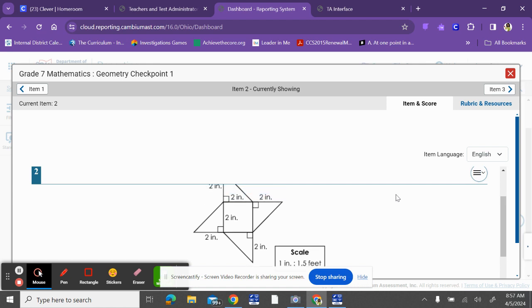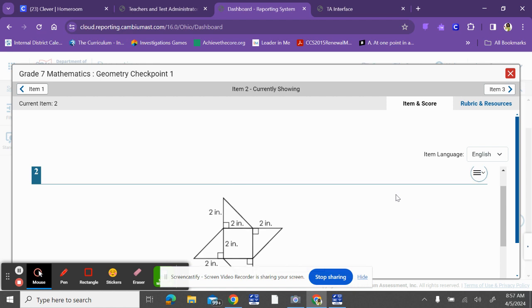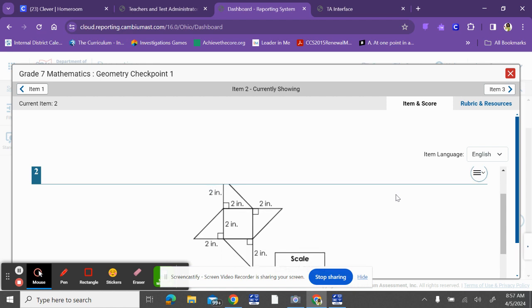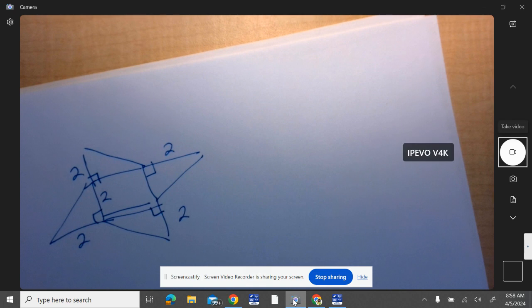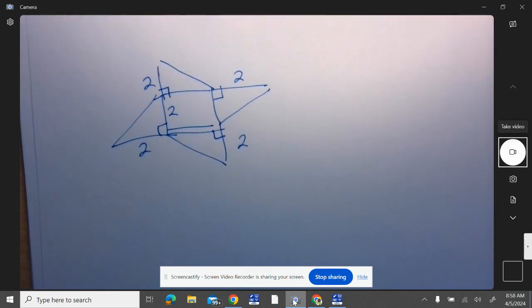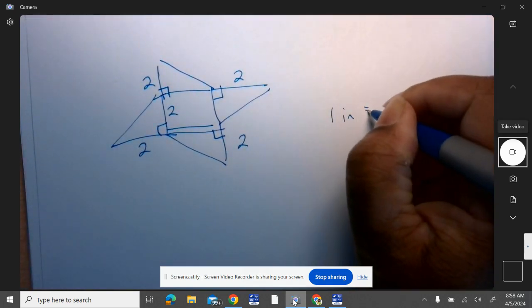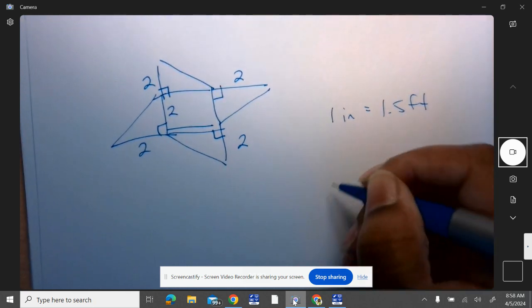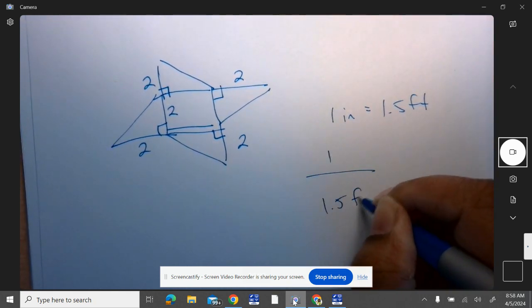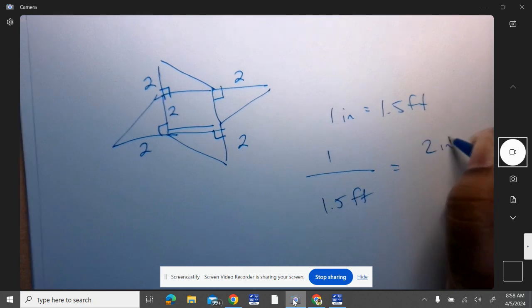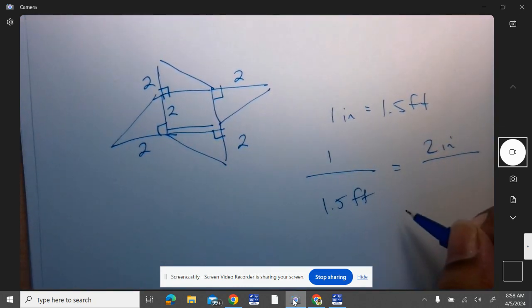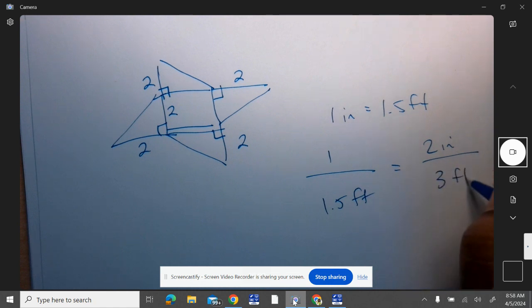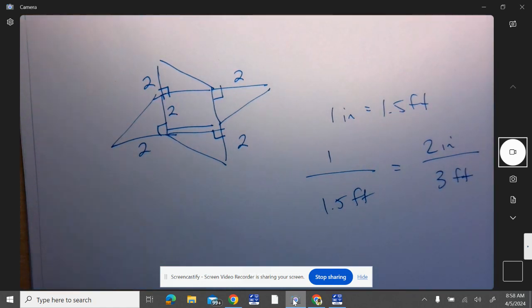It is saying, so let me just copy down the shape on my paper. All right, so I kind of put this on my paper. 1 inch is equal to 1.5 feet. Let me find out how much 2 inches is equal to, because that's what my measurement is. So double that, and that will be 3 feet. Okay, so these are really all 3 feet.